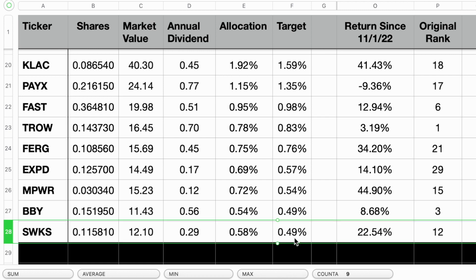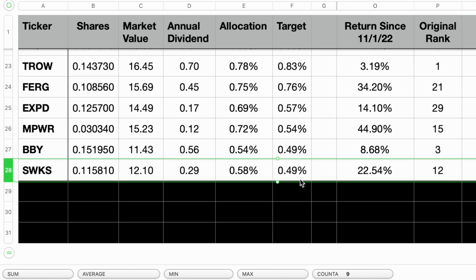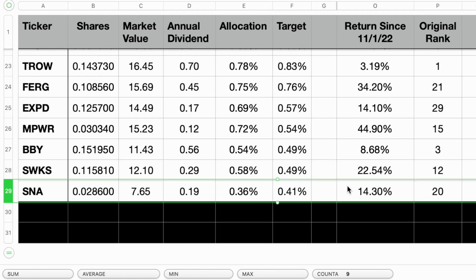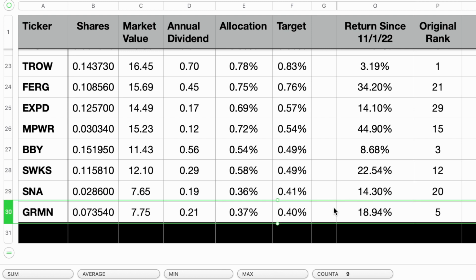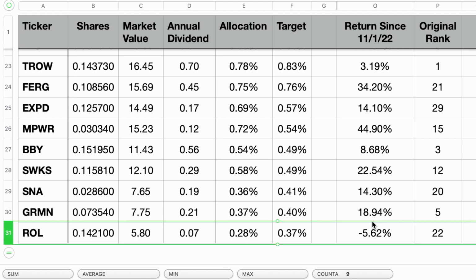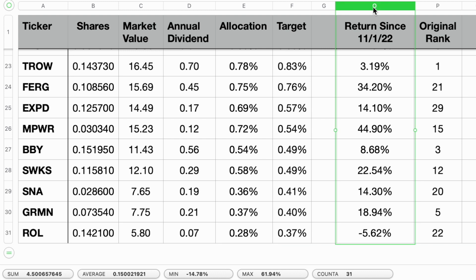Number 27 is Skyworks Solutions, that also started with a 0.49% allocation and is up 22.54%. Number 28 is Snap-on, that started with a 0.41% allocation and is up 14.3%. Number 29 is Garmin, that started with a 0.4% allocation and is up 18.94%. And finally, number 30 is Rollins, that started with a 0.37% allocation and is down 5.62%. The average return for all 30 stocks is an even 15%.